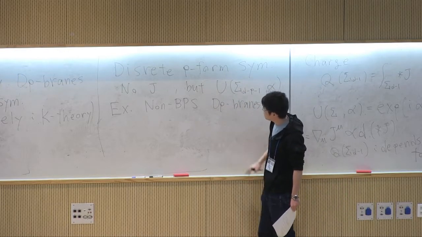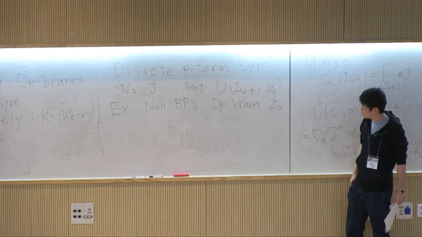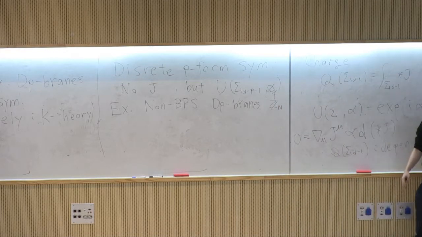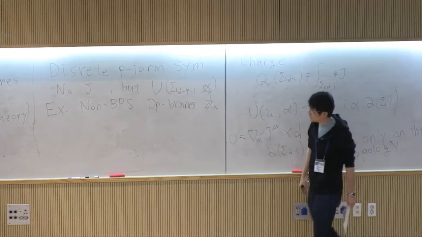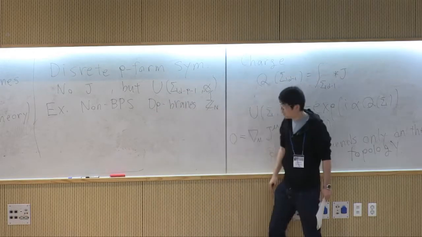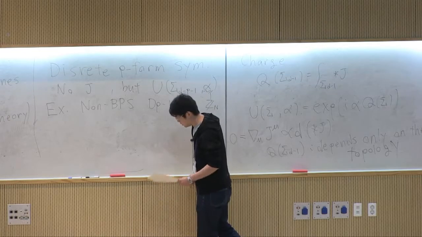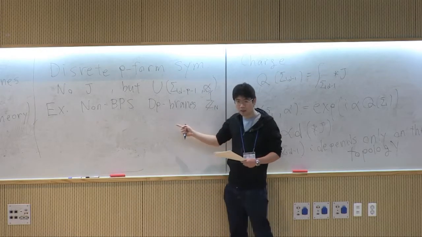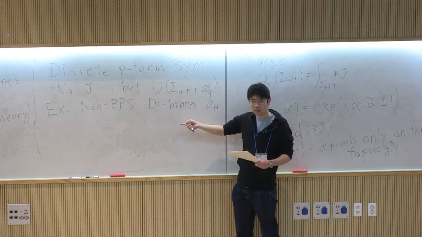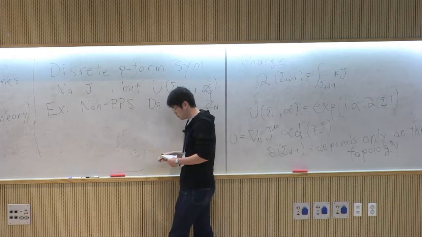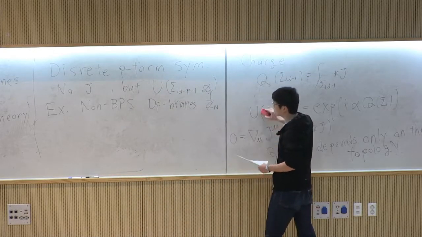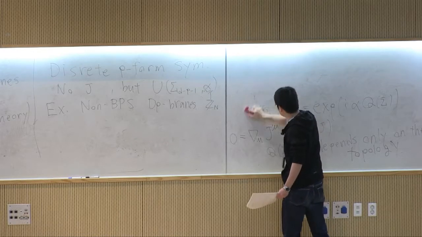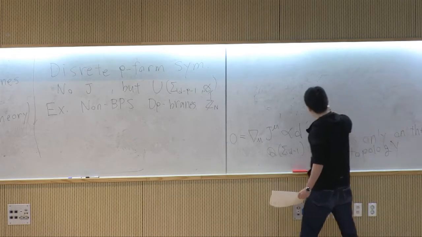So discrete p-form symmetry is also common in string theory. They often appear. And again, more precisely, these non-BPS Dp-branes are described by K theory. K theory unifies this continuous charge and discrete higher form charge. But I neglect these points. So roughly speaking, there exist Dp-branes which have discrete p-form symmetry, and therefore they are stable. They are very common in string theory.